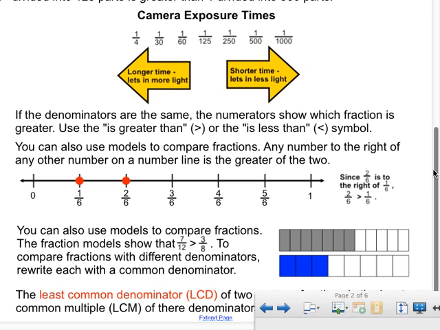If the denominators are the same, now if you have a common denominator, and sometimes you have to find a common denominator, that's easy, okay? If the denominators are the same, the numerators show which fraction is greater.